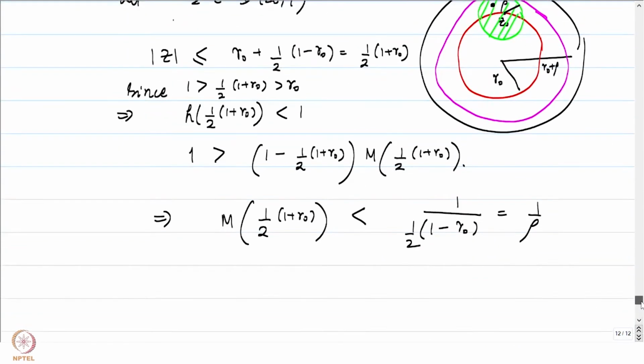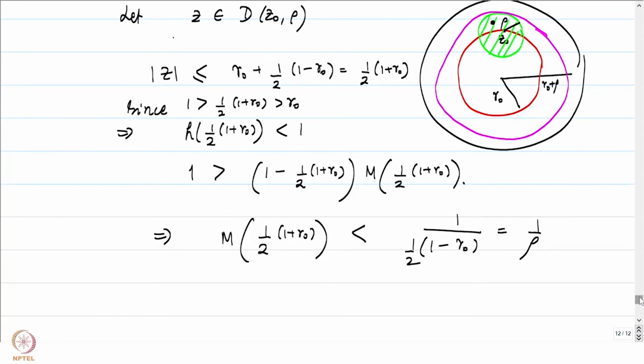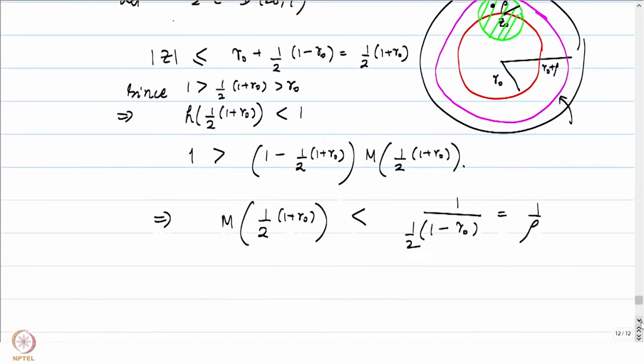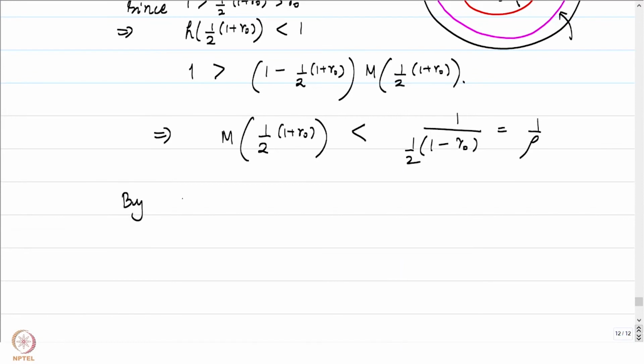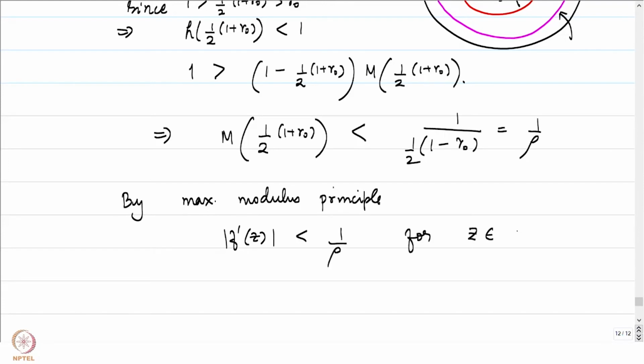So this is true for all points on the circle which is captured by the pink curve here. Basically the circle of radius r naught plus rho. And by the maximum modulus principle, we have that the absolute value of f prime of z, so this is the supremum, right? By maximum modulus, the absolute value of f prime of z is less than 1 by rho for z in D(z naught, rho).